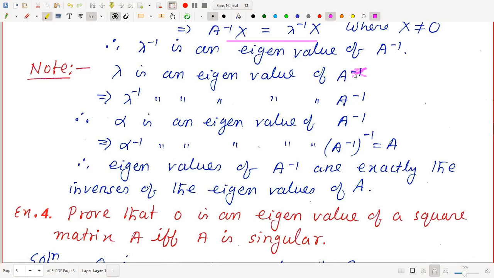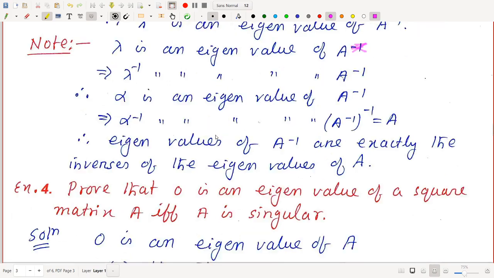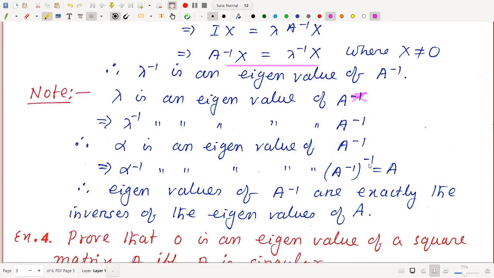We have just proved. Therefore, if we write alpha is an eigenvalue of A inverse, then alpha inverse is an eigenvalue of A inverse inverse. But A inverse inverse is A. So what we have seen, inverses of eigenvalues of A inverse are eigenvalues of A again, reverse is also true. So it follows that eigenvalues of A inverse are exactly the inverses of the eigenvalues of capital A. So the result is proved.